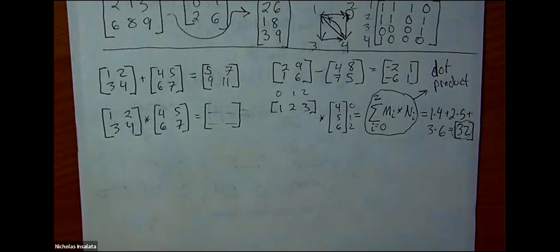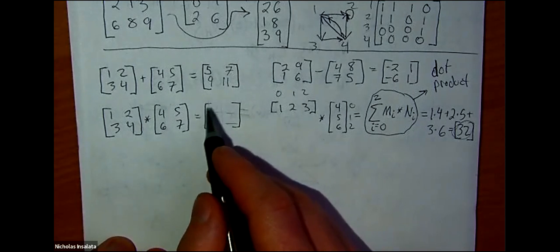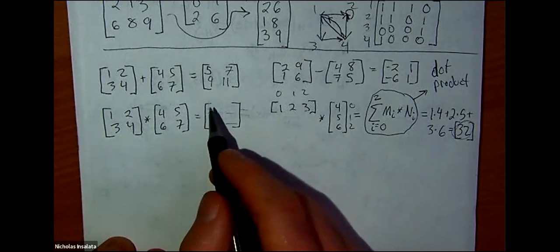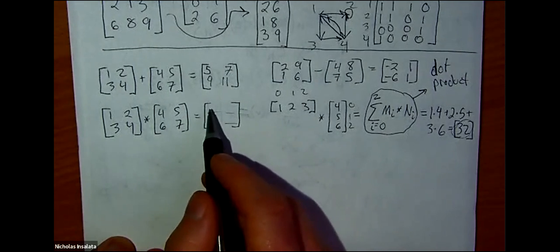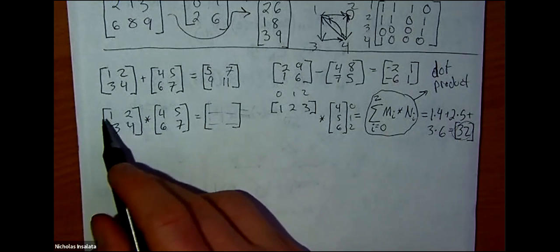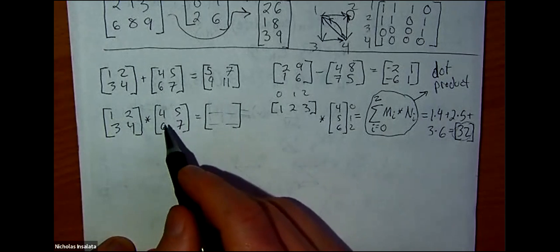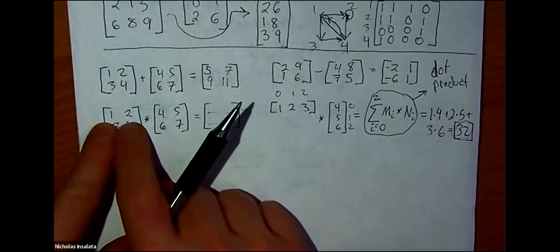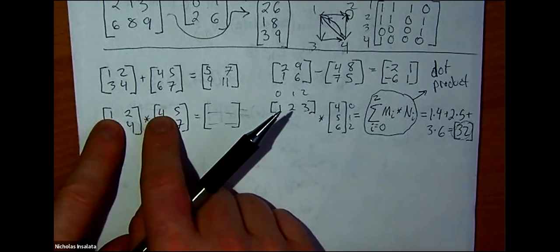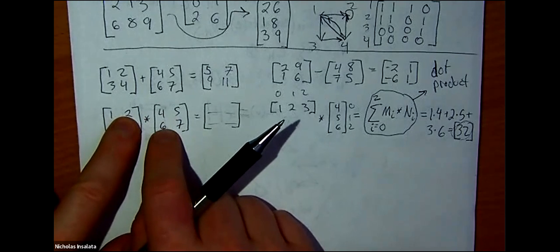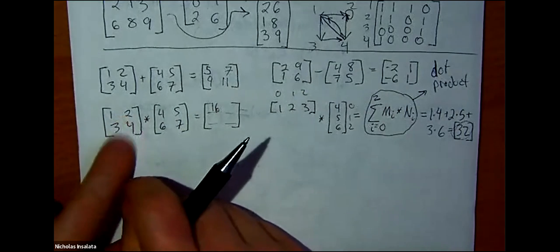Okay, here's what I'm going to do. The row number of my answer gives me the row that I use on the left. The column of my answer gives me the column that I use on the right. So I take the dot product of 1, 2, and 4, 6. So I have 1 times 4 plus 2 times 6. And that gives me 16. 4 plus 12, just like you said, Tamara, that's exactly right.